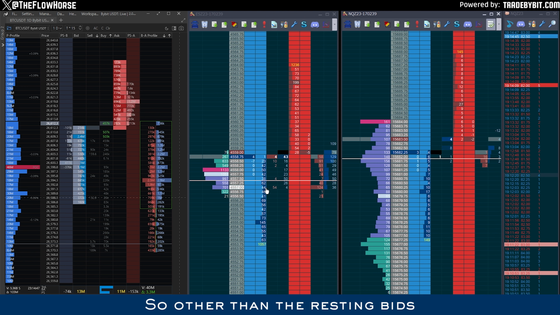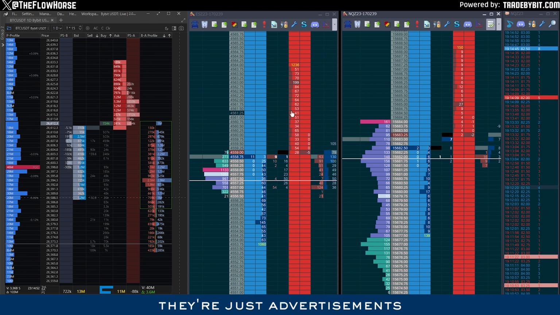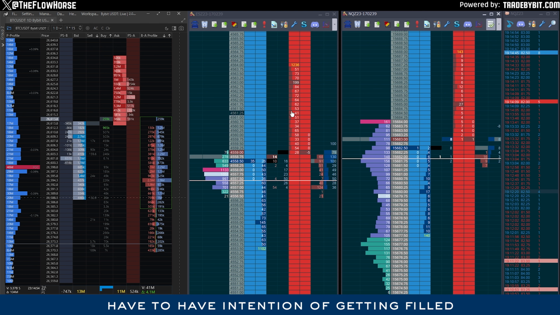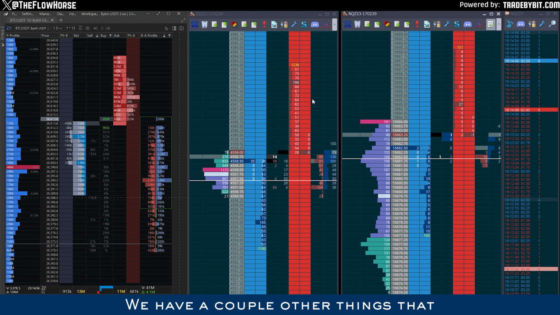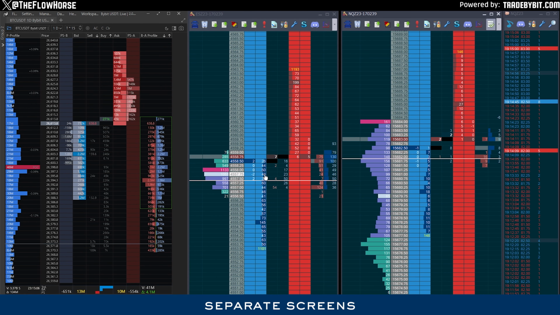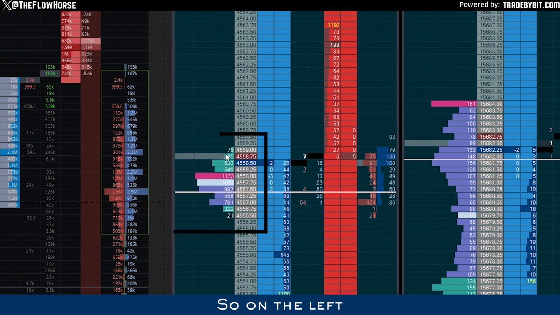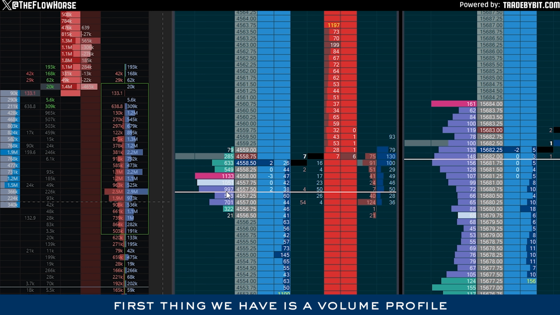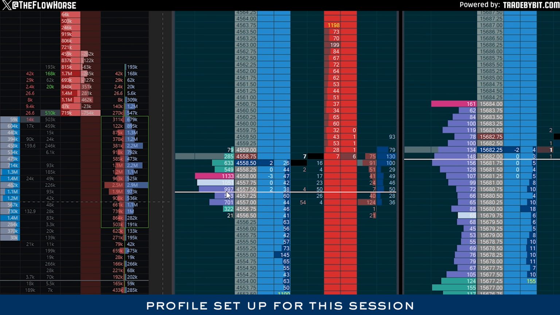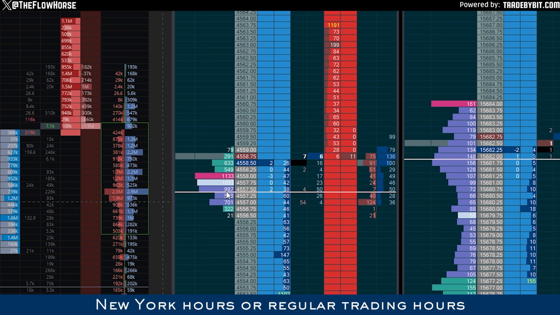So other than the resting bids or the resting offers, which again are just advertisements, they don't necessarily have to have intention of getting filled, we have a couple other things that if you've taken the course and gone through the other content, you'll be very familiar with. Basically, all those things that would be on separate screens are combined into one thing when we're using the ladder or the DOM. So on the left, first thing we have is a volume profile. I have the volume profile set up for the session. So let's say it's during the afternoon and it's New York hours or regular trading hours.